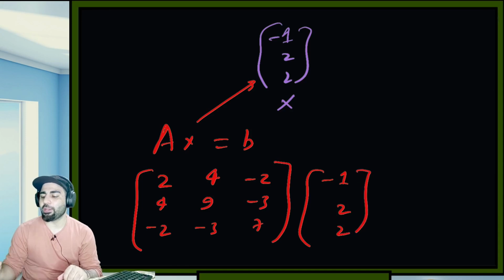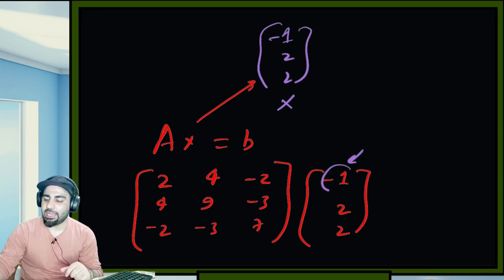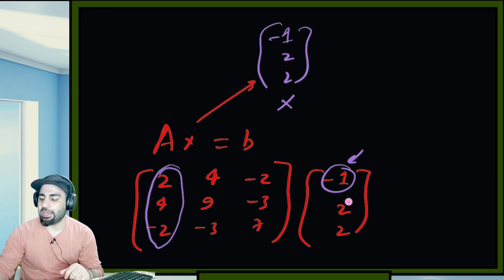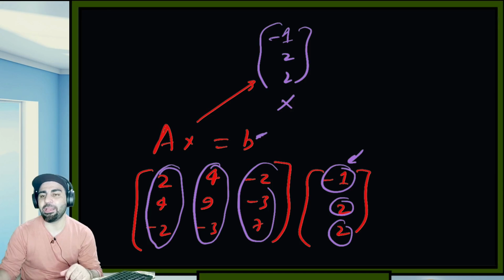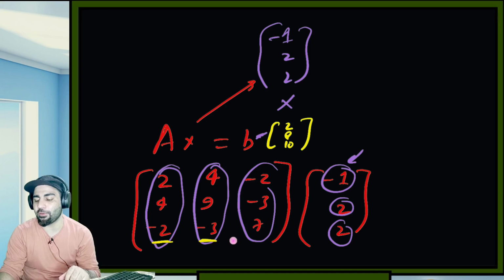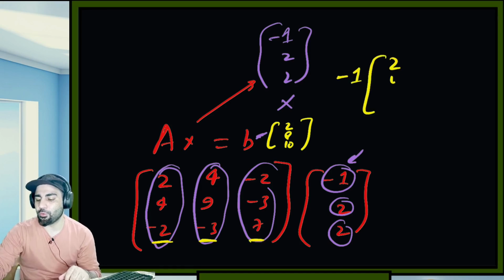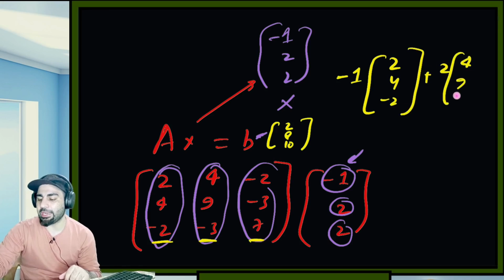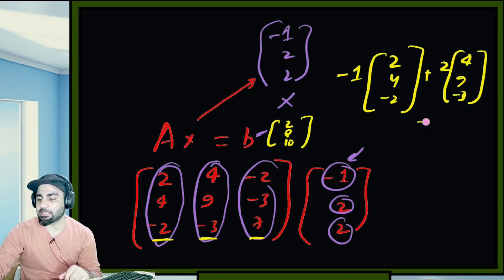So basically this is telling me take one of this, and take two of this, and take two of this to land at b. What is our b? So our b is 2, 8, and 10. So if I write this linear combination, you see b is the linear combination of columns of A. So I'll write it like this: minus 1 multiplied by 2, 4, minus 2, plus 2 multiplied by 4, 9, and minus 3, and plus 2 multiplied by minus 2, minus 3 and 7.